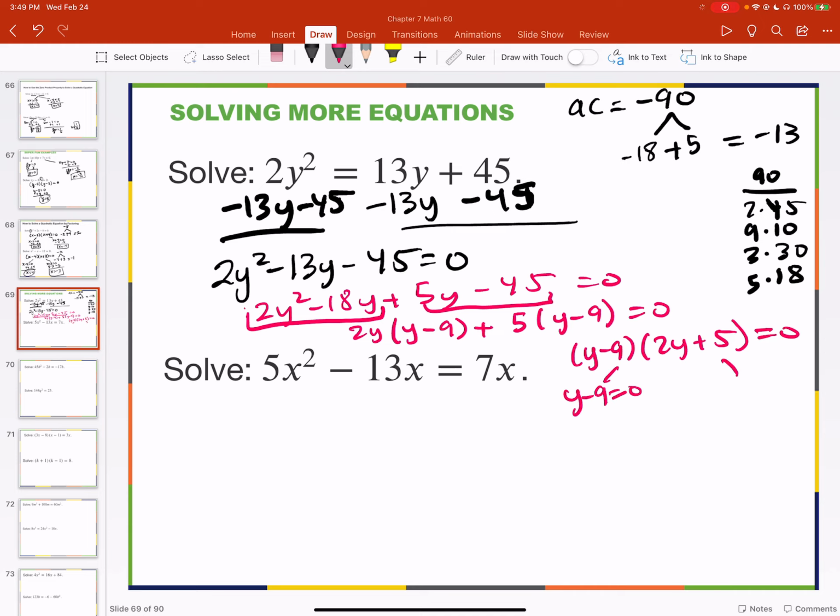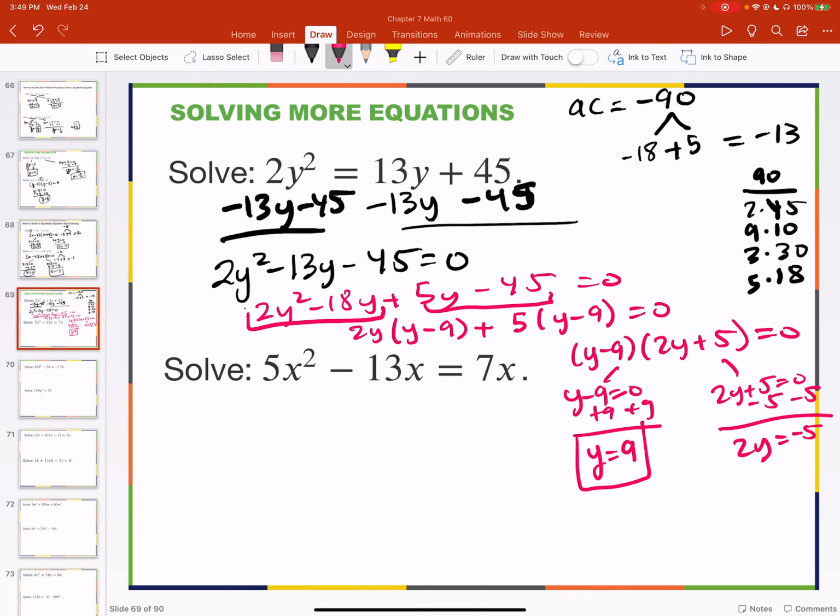y minus 9 is equal to 0, which leads us to y is equal to 9. And on the other factor, 2y plus 5 is equal to 0. Solve for y: 2y is equal to negative 5. Divide by 2, and y is equal to negative 5 over 2. So those are the two solutions.